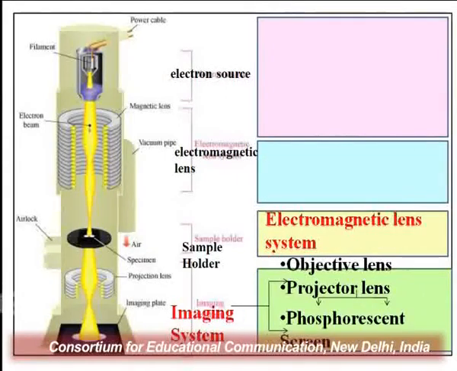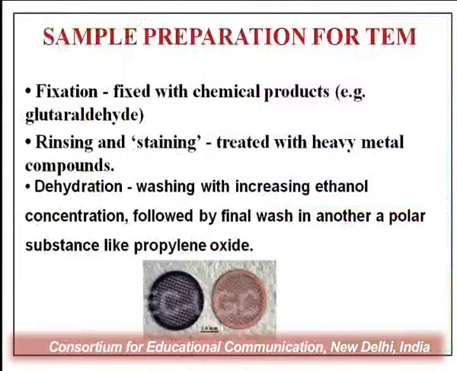After that, there is an imaging system at the bottom. This imaging system contains the objective lens, projector lens, and the phosphorescent screen. On this phosphorescent screen, we can get the image of the sample or the specimen which we are using. It may be a nanoparticle or a bulk material.